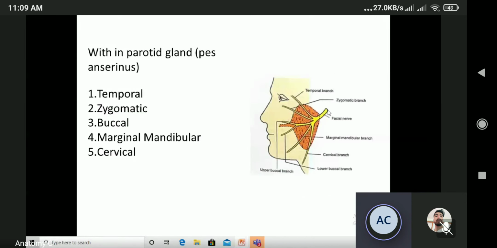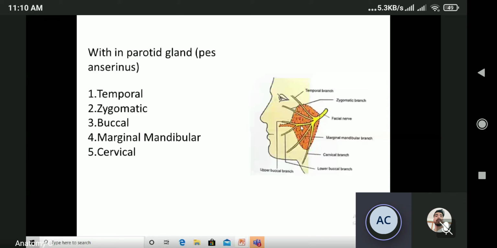within the parotid gland. You can see this is the facial nerve here. Within the superficial layer of the parotid gland, it ends by dividing into five branches. The first one is the temporal branch. These are the different branches in the face. So it gives rise to the temporal branch here, then the zygomatic branch, then the buccal. The buccal further divides into the upper buccal and the lower buccal branch. Then next is the marginal mandibular branch and the cervical branch.